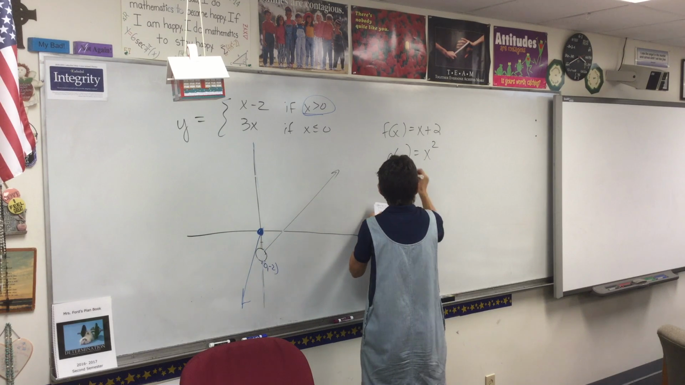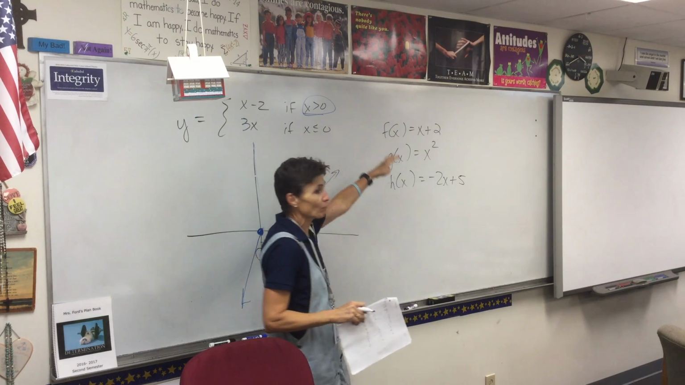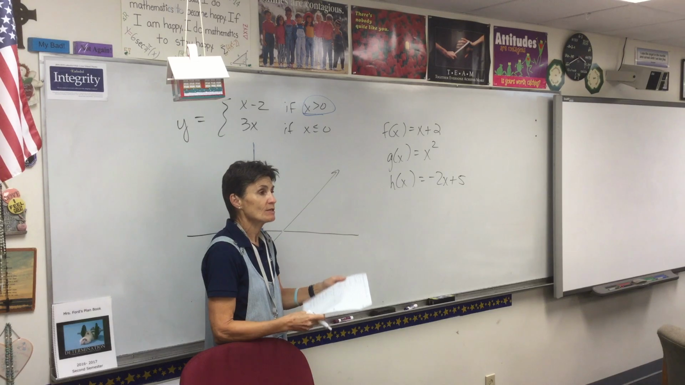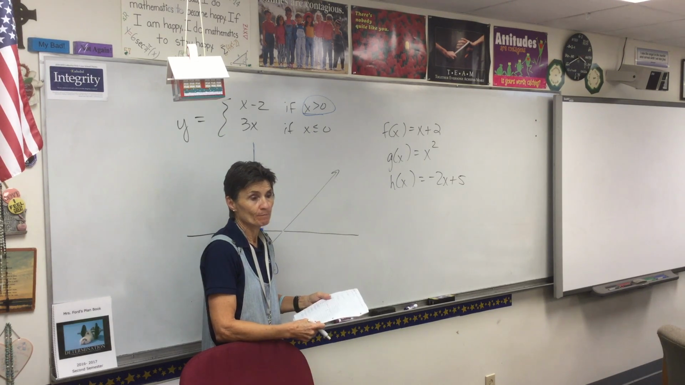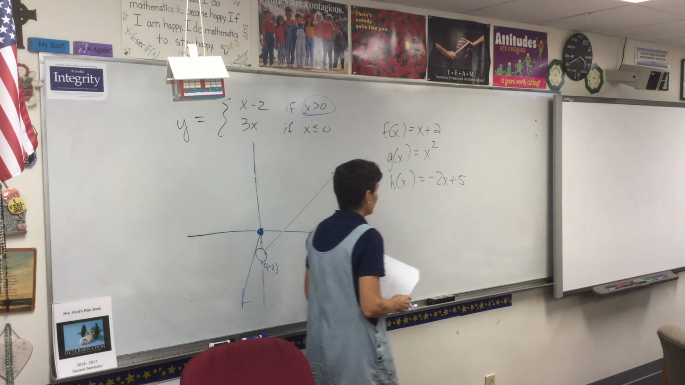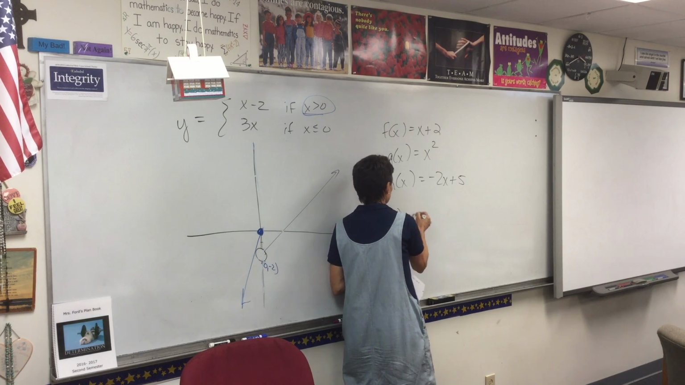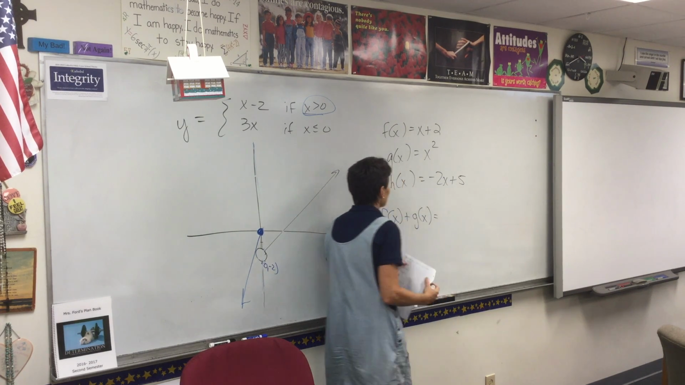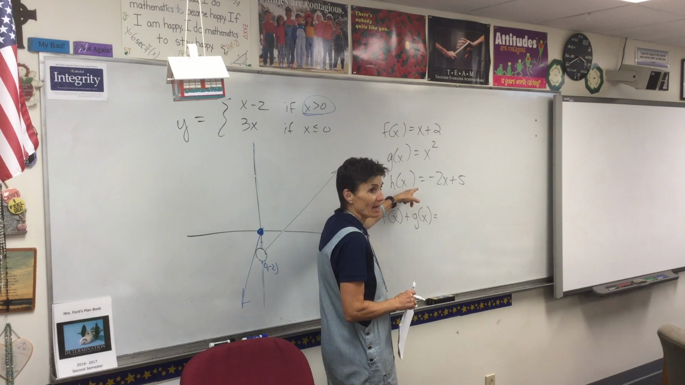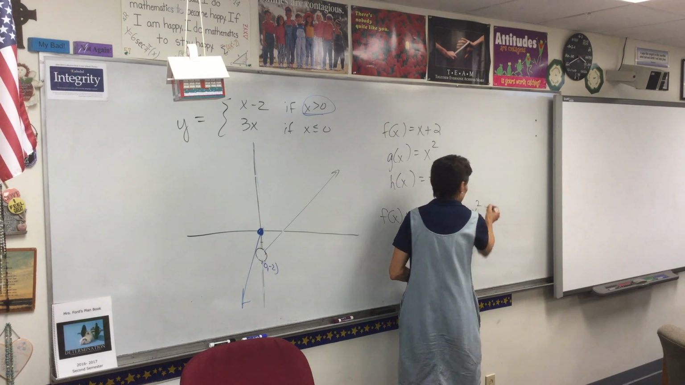Alright, so what we're doing now is taking 3 different functions, and you can see that list of stuff. We're going to do some different operations with them. Do not make this hard. When it says f of x plus g of x, this is f of x, this is g of x. We're just going to add them together. So we get x plus 2 plus x squared.